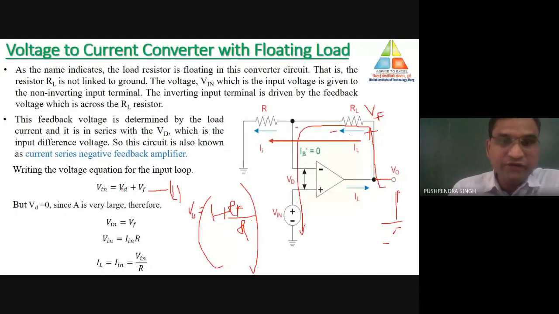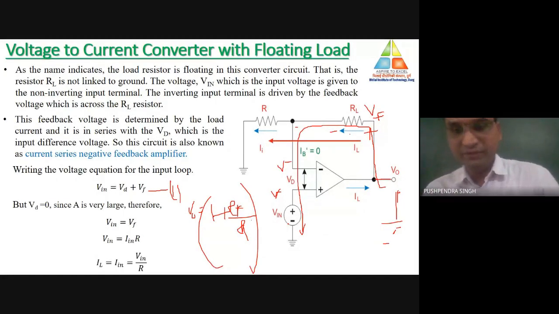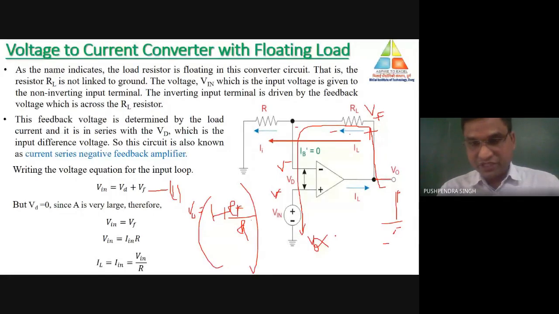Now what is the value of VD? VD is nothing but the difference in between non-inverting terminal and inverting terminal voltage. So VD is equal to V plus minus V minus. In unit number 1, we have discussed that output voltage is directly proportional to the difference of input voltage. So V naught is directly proportional to VD, or it can be written as V naught is equal to A into VD, where VD is V plus minus V minus, A is the gain.